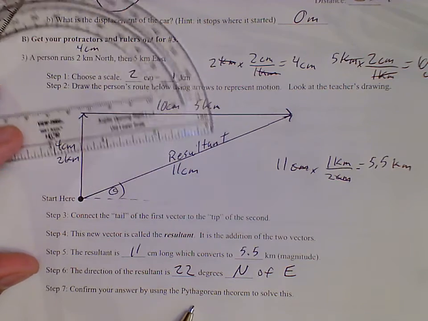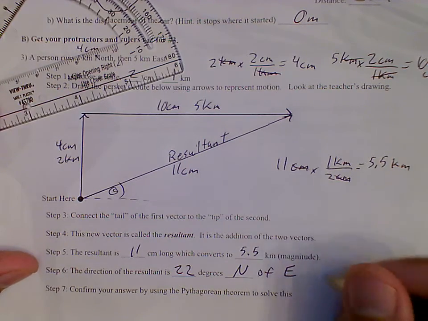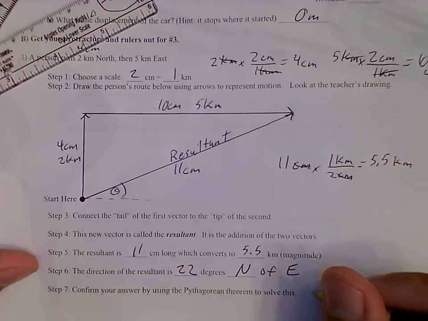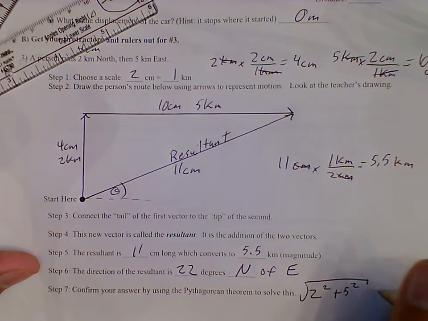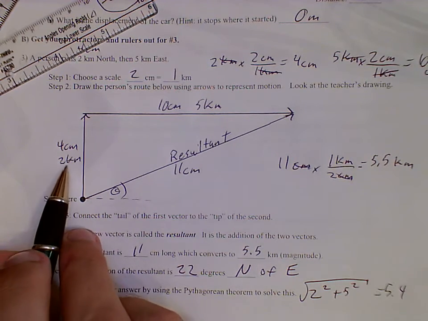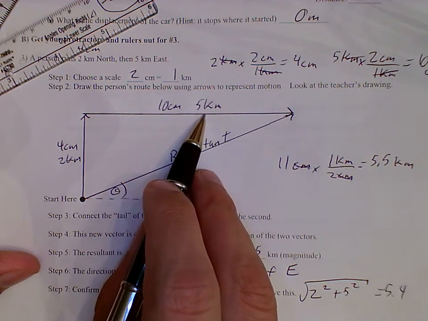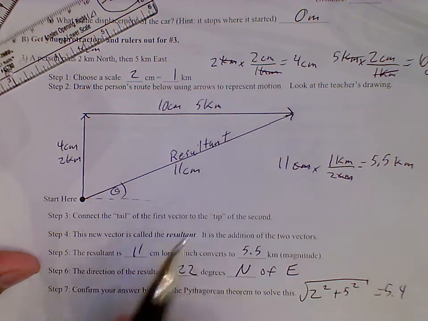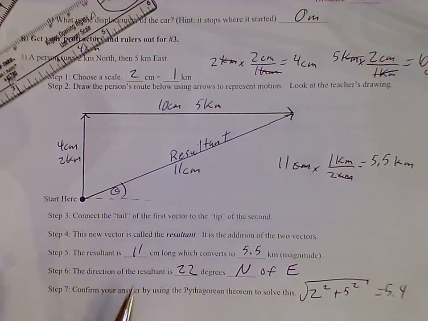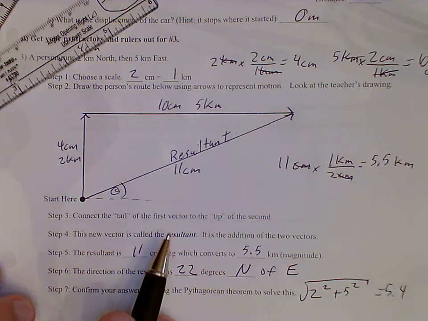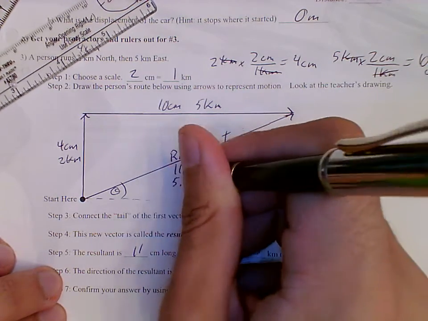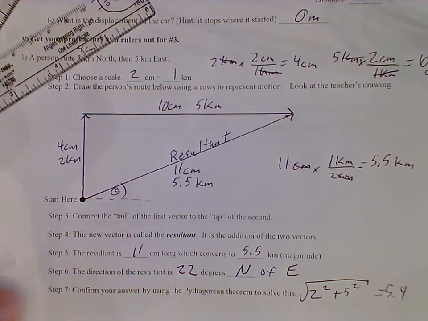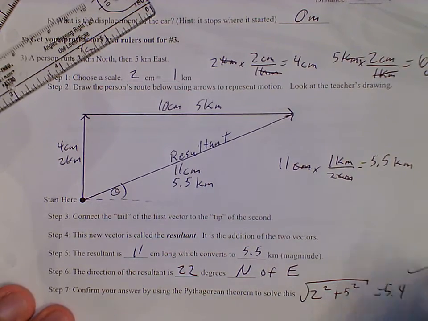Confirm your answer by using the Pythagorean theorem. So you could do 2 squared plus 5 squared, take the square root, and you would get 5.4. We got 5.5 kilometers, if you recall. So pretty close, so it checks.